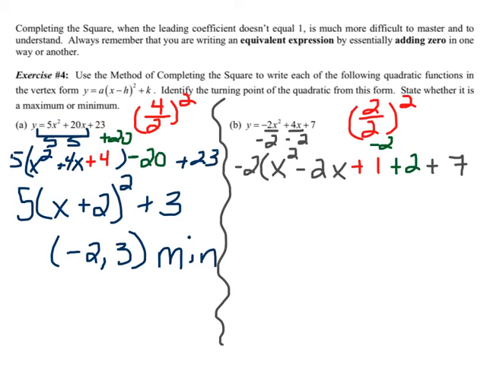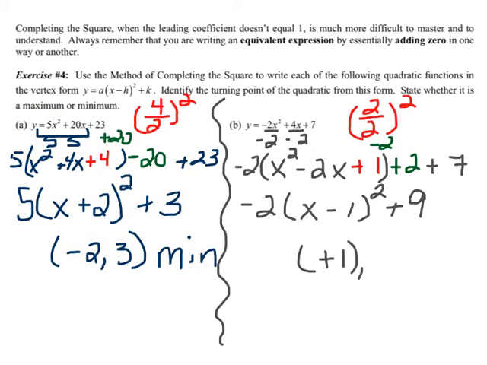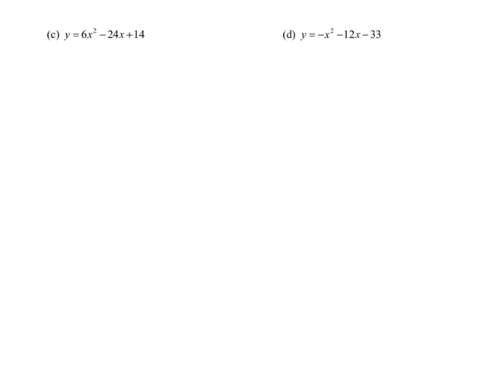Now let's go ahead and factor it. Negative 2 goes out front. X minus 1 squared plus 9. My vertex is going to be a positive 1, comma, 9. And it's going to be a max. How did I know it's going to be a max? This negative 2, this negative sign tells me it's going to open downward, so therefore my vertex is going to be a max.